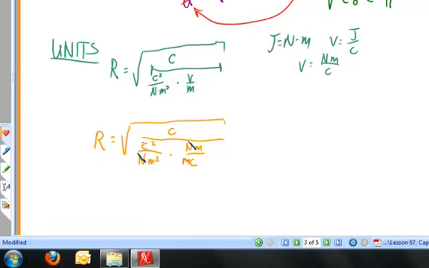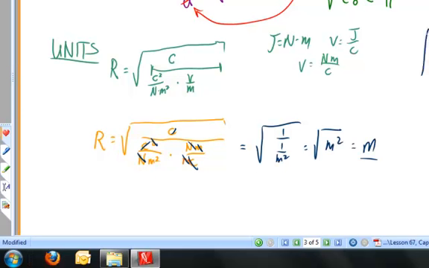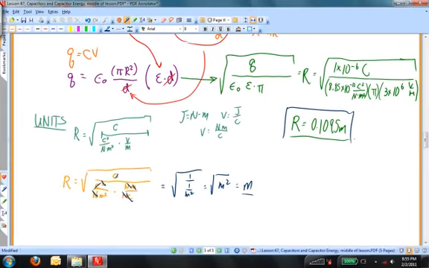I have a Newton that cancels, I have a coulomb that cancels, I've got another coulomb that cancels, and I have 2 meters that cancel, and so I'm left with the square root of 1 over the reciprocal of meters squared, which is the square root of meters squared, which is meters. The units check out, and I claim that my radius is just under 11 centimeters.